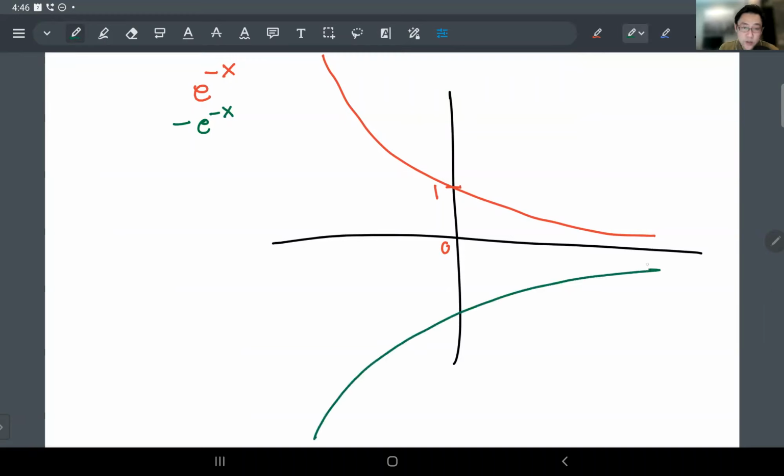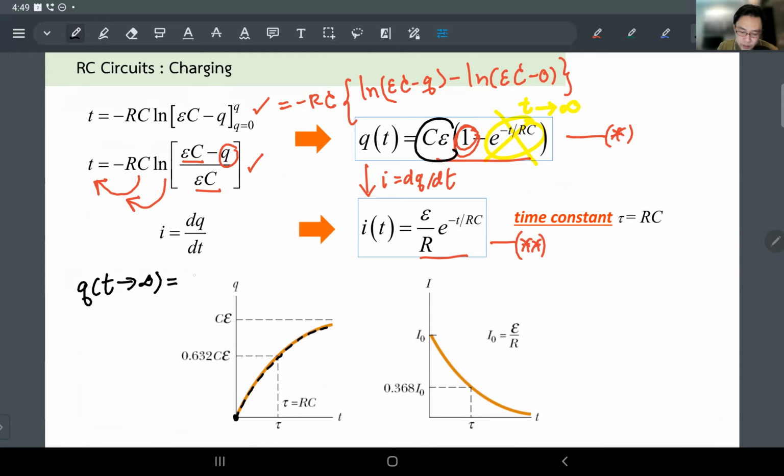Does that make sense? So what you can see is that when time is so big, the Q, the charge, is approaching CE times 1. So it's just CE. You can say this is your Q max. That is the maximum charge that you are going to eventually get. And that is right here. See, that is your asymptotic value.